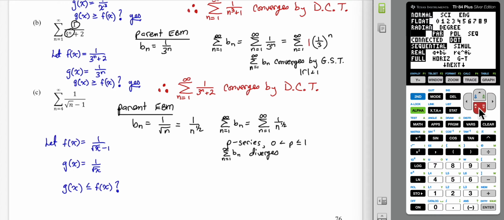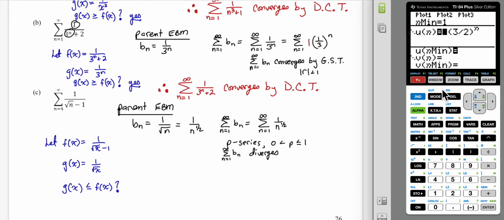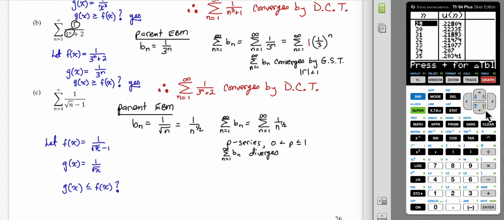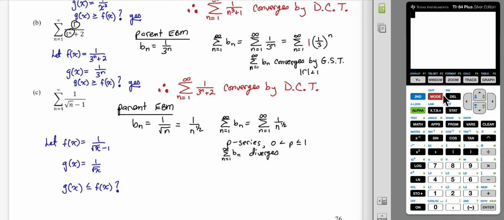If you want to get the actual set of sequence values, then you go into the sequence mode and just type in, alpha y equals 1 over square root of n minus 1, but like I said, we want to start this off at 4. And then you can see the sequence values. But this is only going to confirm what we already knew from the function mode. It's unfortunate that the calculator kind of let us down with the parametric one, which gives us the partial sums.